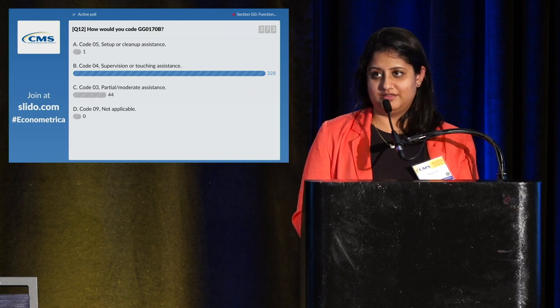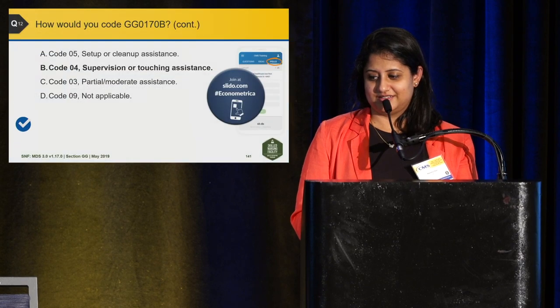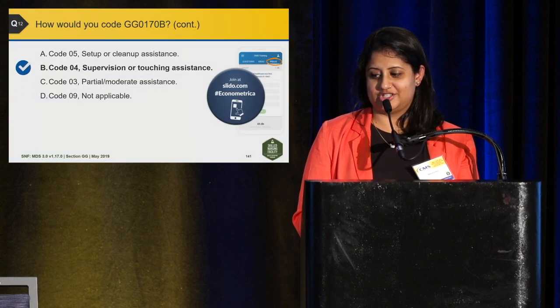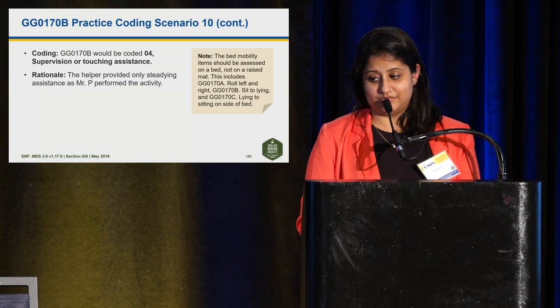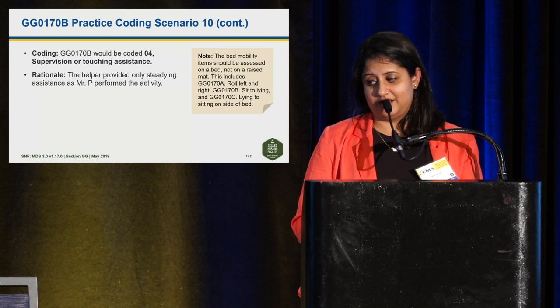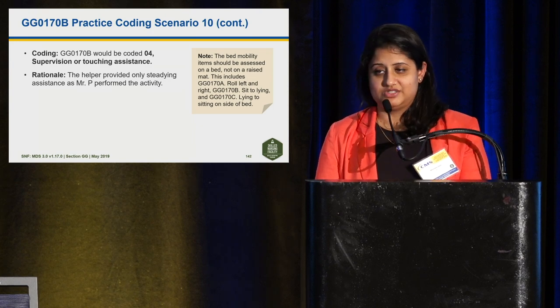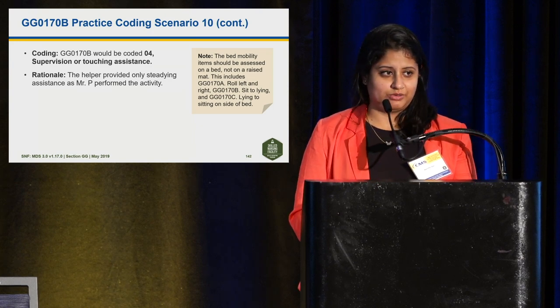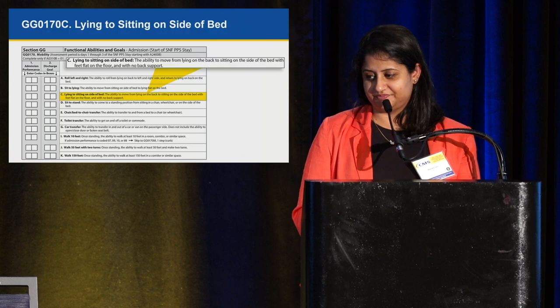A number of you are voting for B. Let's go ahead and take a look at what the correct answer is. And it is, in fact, 04, supervision or touching assistance. The rationale being the helper provided only steadying assistance as Mr. P performed the activity. The bed mobility items should be assessed on a bed, not on a raised mat. This includes GG0170A, roll left and right, GG0170B, sit to lying, and GG0170C, lying to sitting on the side of the bed. We've seen a number of help desk questions asking about that, so that's why we like to give that tip and remind you that these have to be assessed in a bed or on a bed.